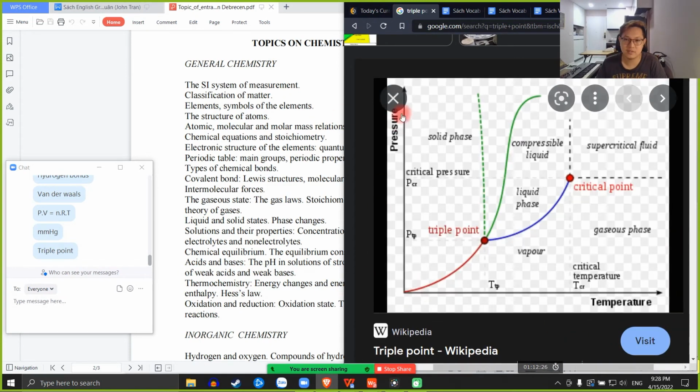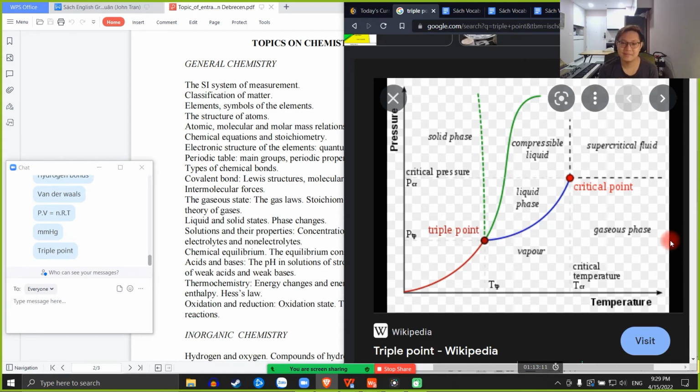Okay, so we have a temperature versus pressure graph. What can you say? The 2 points where the substance can be liquefied, vaporized, or solidified. Wow, such formal words. You can just say become solid, but then you say solidified. Formal trịnh trọng dữ ta.